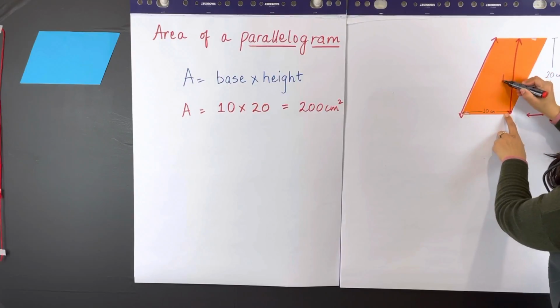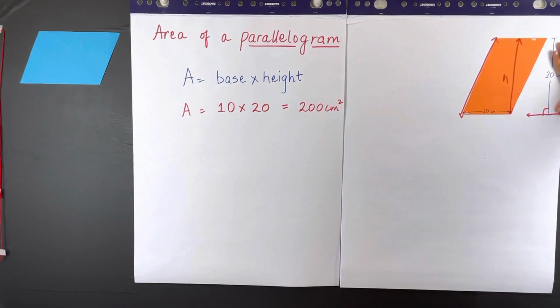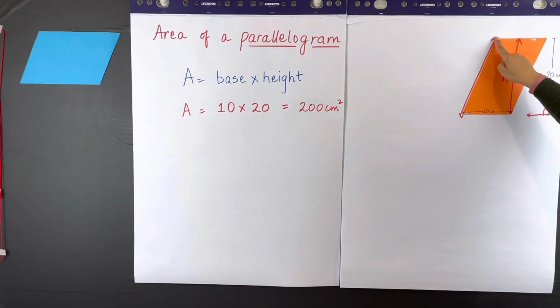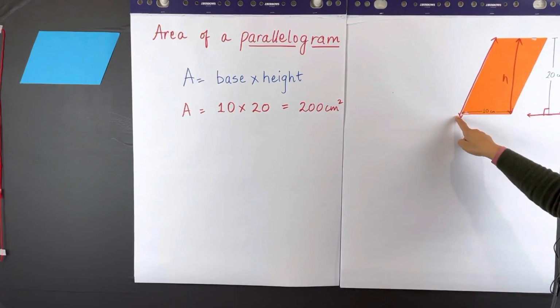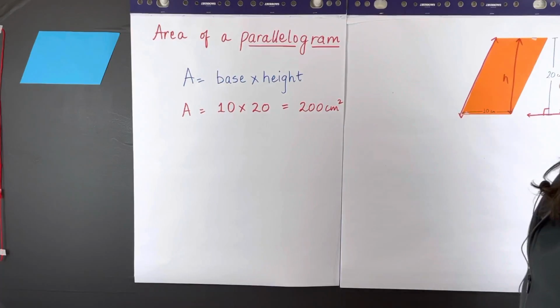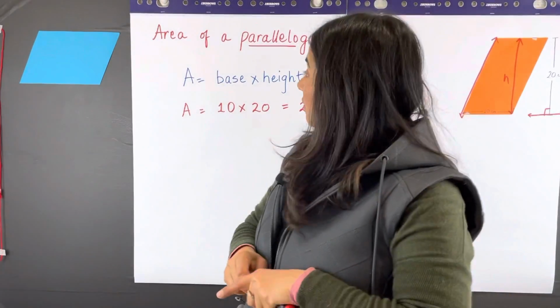that's your height. Okay, so that's your height, or it's given over here, which is 20. This slant length will be longer than the height, so don't consider this as your height ever, and that's the base. So just be mindful of that.